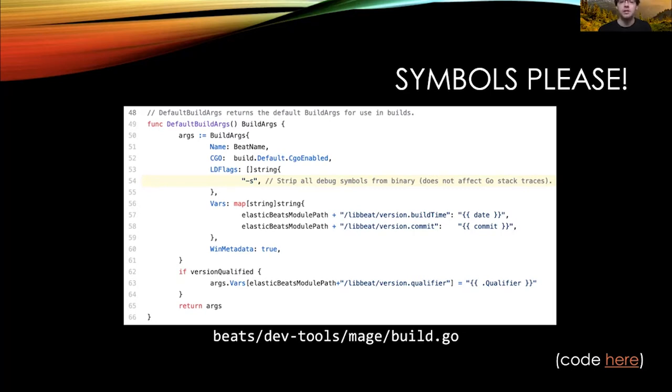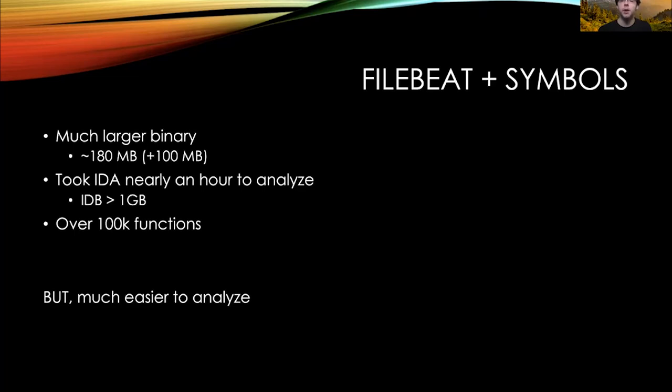So I commented out this line, and I was able to compile a binary that had symbols, which was awesome. It was a much larger binary, about 100 megs larger at 180 megabytes. It took IDA nearly an hour to analyze, and the output IDA database was over a gigabyte. So it took a long time to analyze, but it found way more functions since it had all that symbol information. It had over 100,000 functions identified, and it made my analysis much easier.